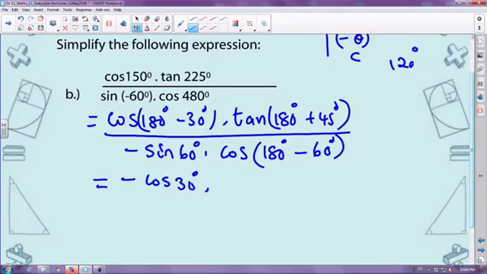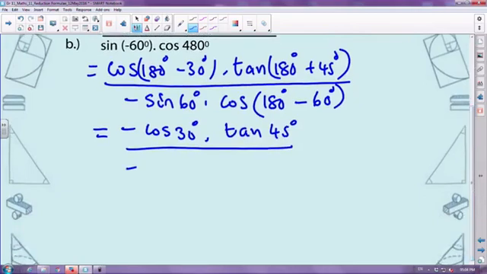Which quadrant is that? That is the third quadrant, and it's the tan quadrant. Remember the CAST diagram? It's a tan quadrant. Tan is positive. So tan 45 divided by negative sine 60 times 180 minus, that is the second quadrant. Cos is negative, you get negative cos of 60.